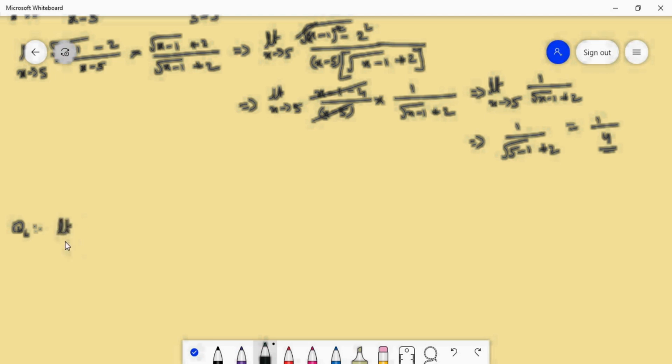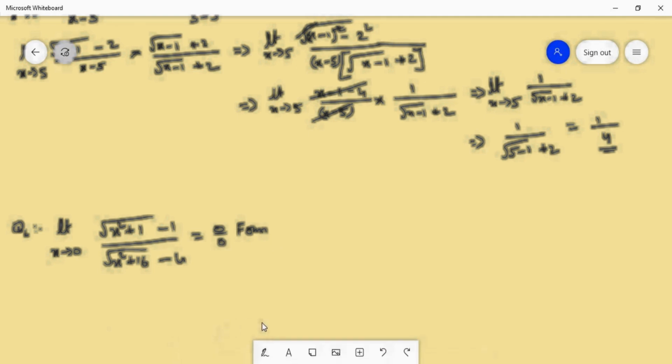Limit x tends to 0, (root over x square plus 1 minus 1) by (root over x square plus 16 minus 4). Here also you check it: in the place of x put 0. Root 1 minus 1 is 0. Root over 0 plus 16 is root 16, which is 4, and 4 minus 4 is also 0. The result is 0 by 0 form, which is also an indeterminate form.